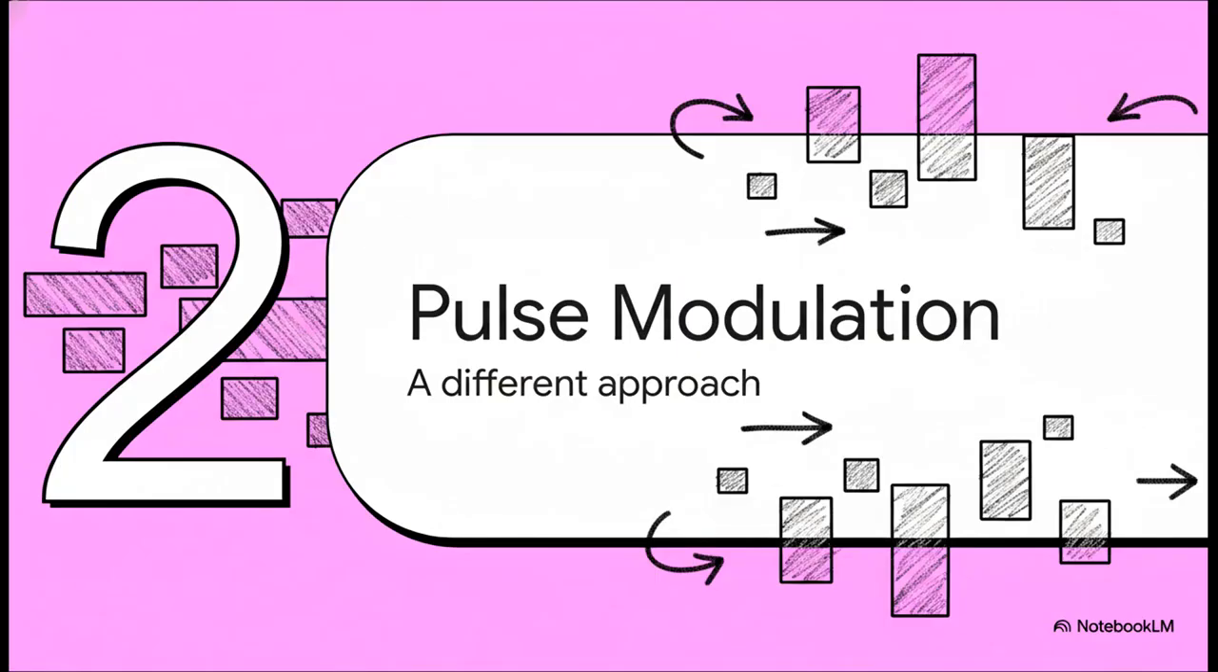All right, so we've totally nailed how angle modulation protects a continuous wave. Now, let's just throw that whole idea out the window and switch gears to a completely different strategy. This is called pulse modulation. The question here is, what if we don't send a continuous wave at all? What if we just send a bunch of short little blips or pulses?